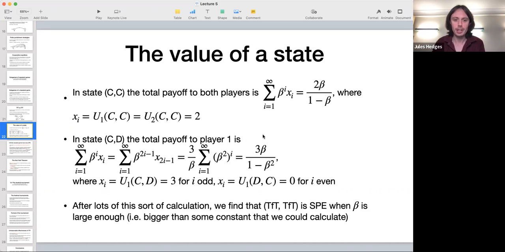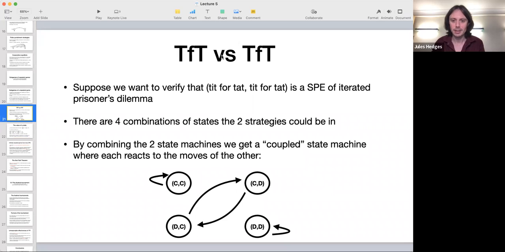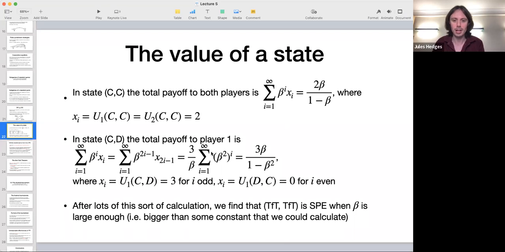So in theory, if we want to verify that tit for tat is a subgame perfect equilibrium, we're going to have to do this calculation for both players in each of the 4 states. And if we don't make a mistake, then we will find that.